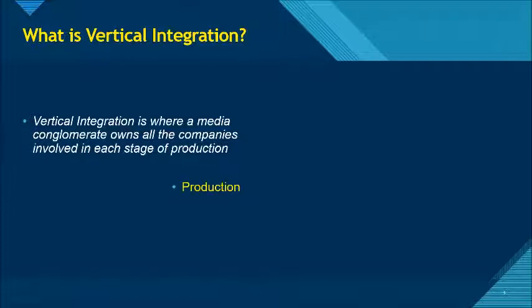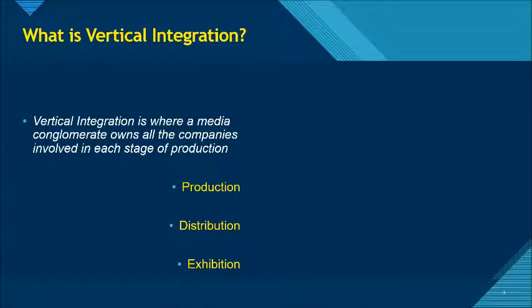The first one is the production stage, where the product is actually created and made. The second stage is the distribution. This incorporates marketing and advertising and getting the product into audiences' hands. And the third one is exhibition, which is how an audience will experience the media text, whatever it is.